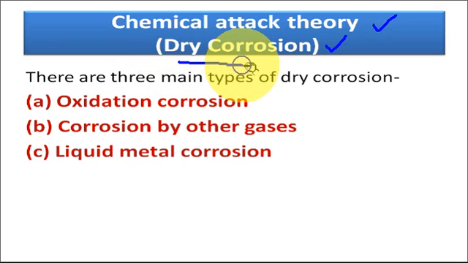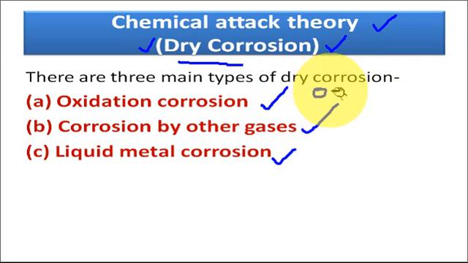In dry corrosion, corrosion takes place in absence of moisture due to the direct attack of some chemical. So, on the basis of the nature of the attacking chemicals in absence of moisture, dry corrosion can be divided into three types: oxidation corrosion, corrosion by other gases, and liquid metal corrosion. Oxidation corrosion takes place due to the direct attack of oxygen onto the metal surface.